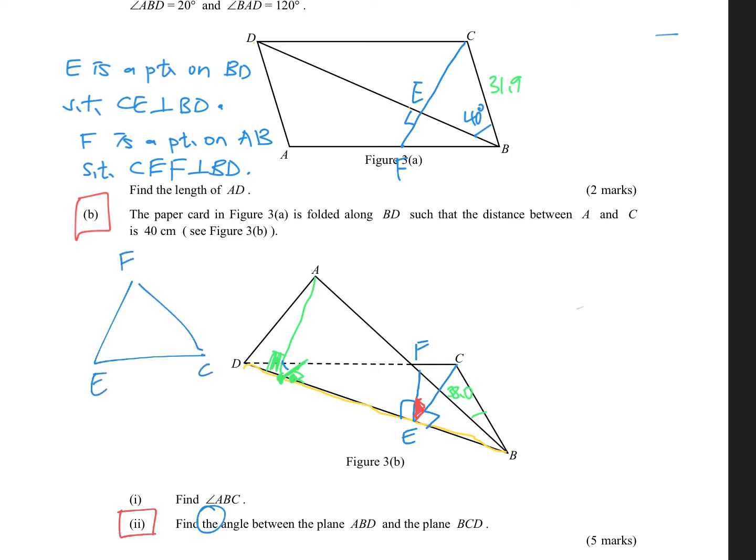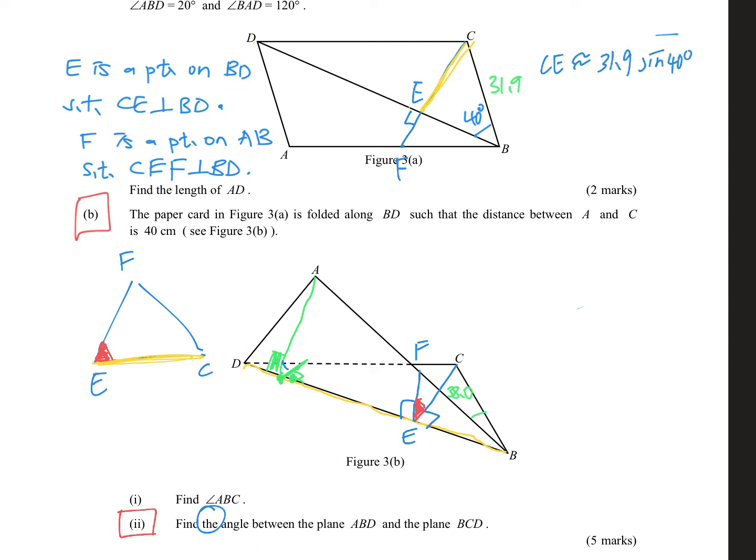CEF, so as to find the red angle. So we need to collect CE, we need to collect EF, with the help of figure 3A or figure 3B. First of all we look at CE. CE is a bit easier because CE is just this. So CE would be approximately equal to 31.9 sine 40.